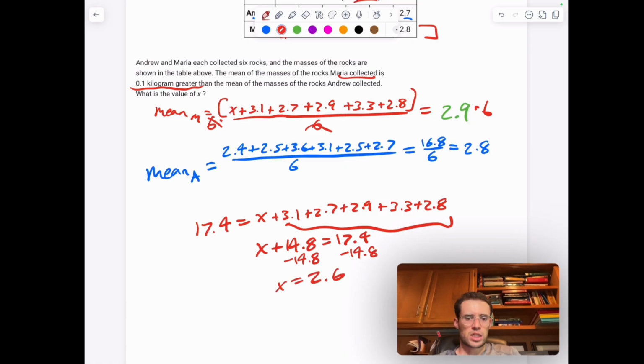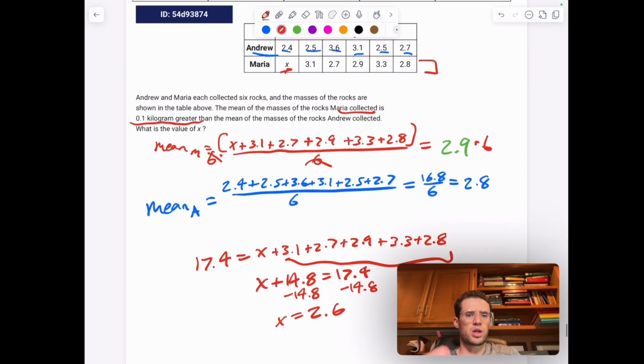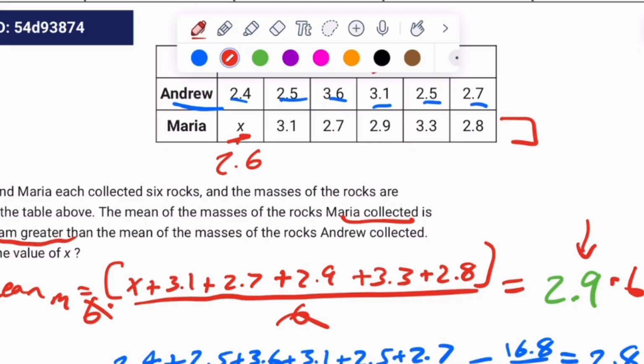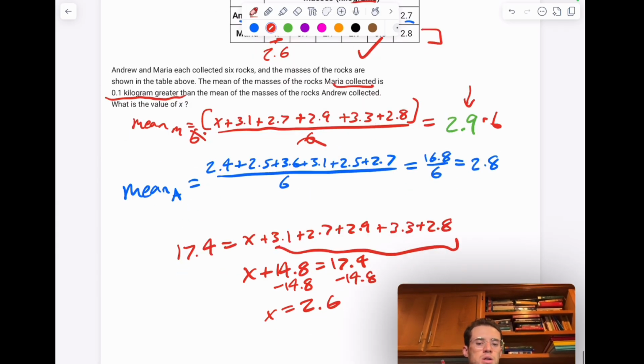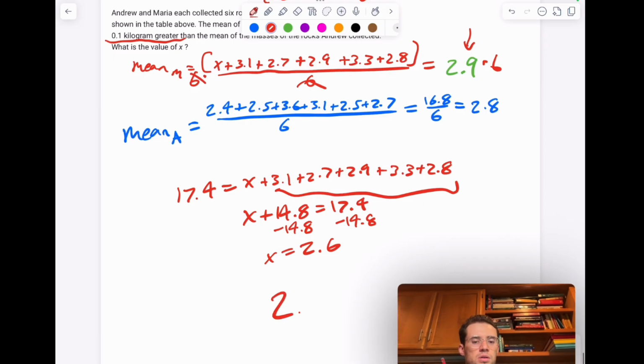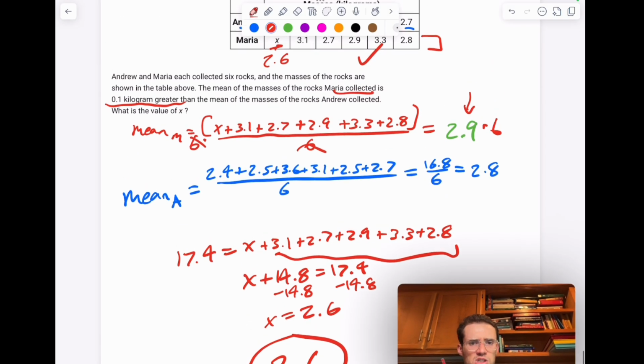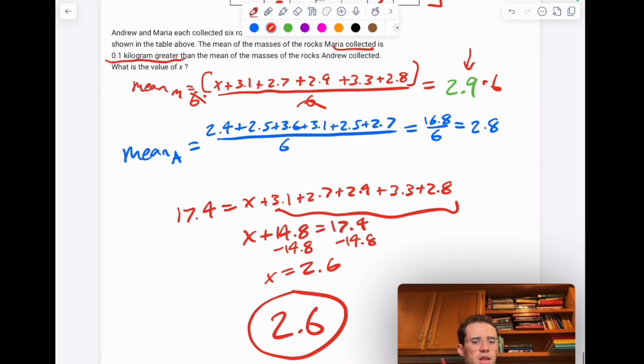So that's our value. And I guess to check it, you just plug it in here. So we know if x is 2.6, then our mean of these should be 2.9. So we'd go 2.6 plus 3.1 plus 2.7 plus 2.9 plus 3.3 plus 2.8 adds up to 17.4. And then if you divide that by 6, it's 2.9. So it does check out. 2.6 would be our mass. And let's make sure they didn't say to round it or anything. So just leave it as that.